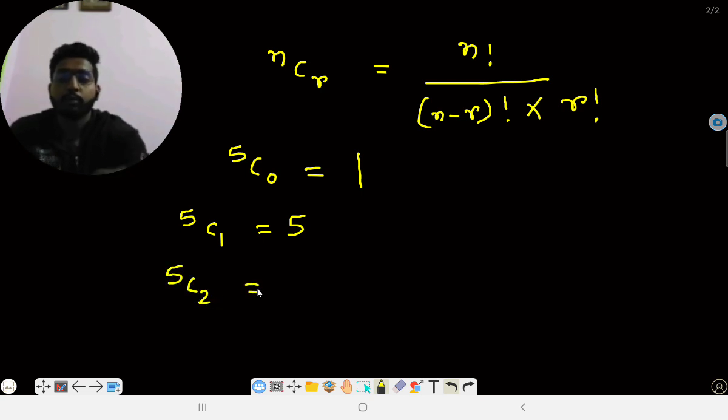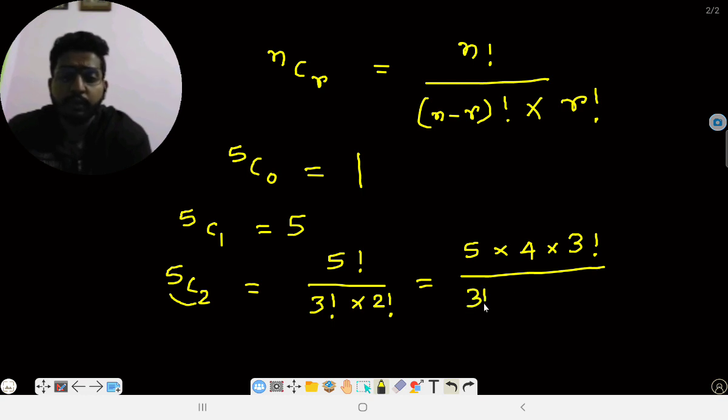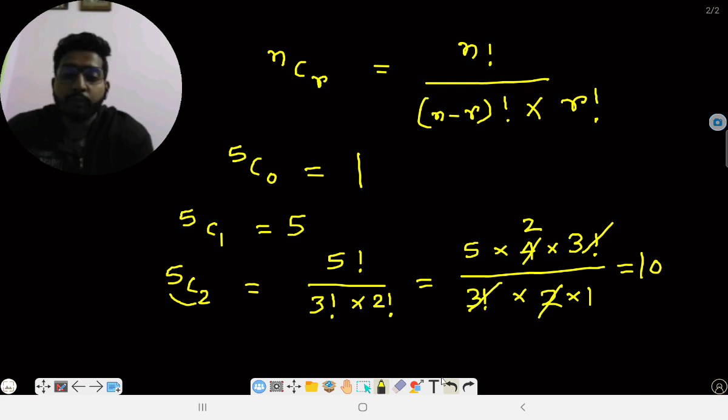5c2, you can use the formula. So what is the formula? 5 factorial by (5 minus 2) factorial, that means 3 factorial into 2 factorial. Now 5 factorial can be written as 5 into 4 into 3 factorial by 3 factorial into 2 factorial, which can be written as 2 into 1. So 3 factorial cancels out, and 20 by 2 it will be 10. So 5c2 is 10. Now what will be 5c3?